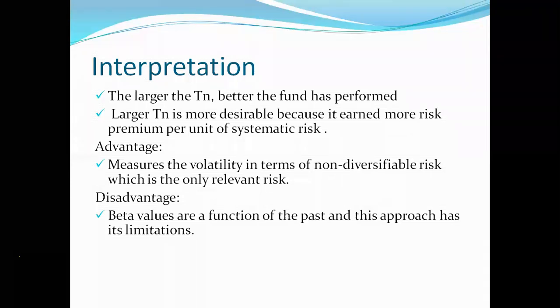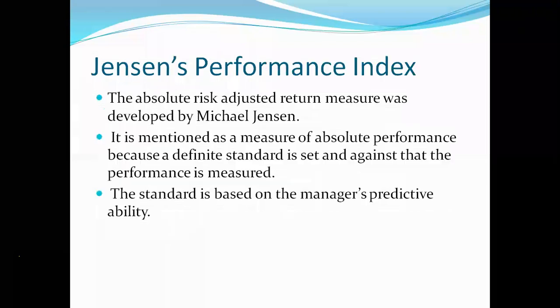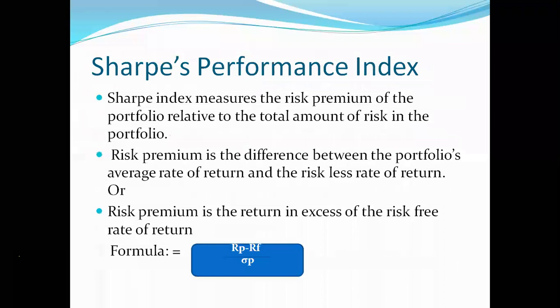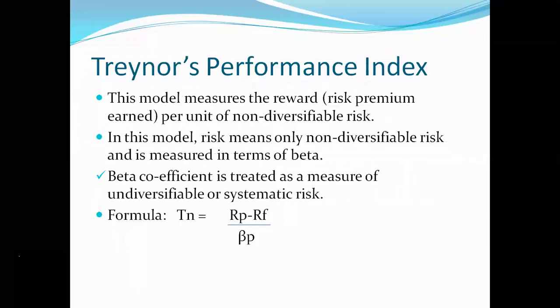And what is the disadvantage here? Beta values are a function of the past, and this approach has its limitation. The beta values are not the current values that are taken into consideration, but certain past prediction values that are being taken, which might not give us a clear picture with regard to volatility towards the non-diversifiable risk. So that is the interpretation under Treynor's performance index. I hope I'm clear with Sharpe's performance index as well as Treynor's performance index.